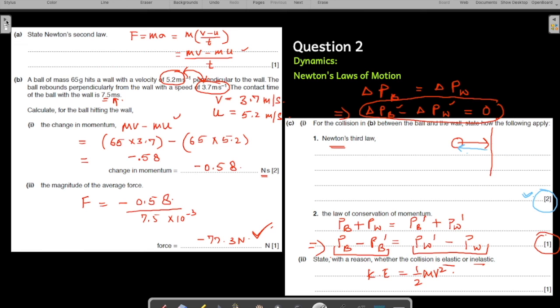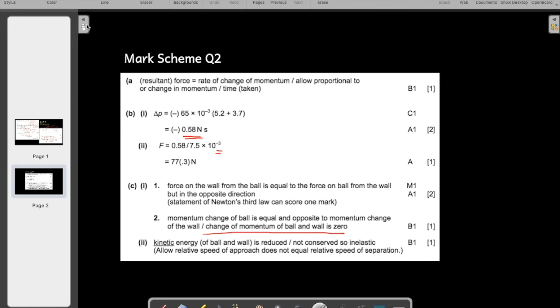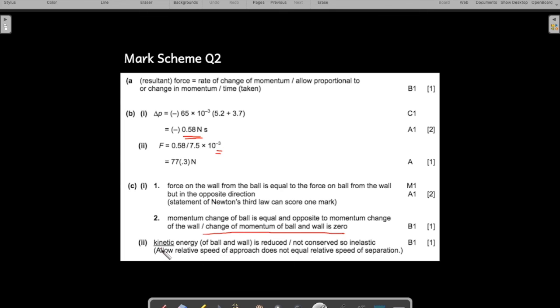Simple. This is an easy question. Elasticity or inelasticity depends on whether kinetic energy is conserved. Read the mark scheme, you should understand it. This is a simple question which is covered in the theory. Elastic means kinetic energy is conserved, which we clearly see is not conserved. It is a case of inelastic collision. So here we are, this is the mark scheme. Go through it, read the mark scheme carefully to understand how it works.